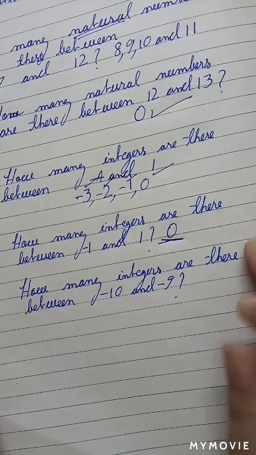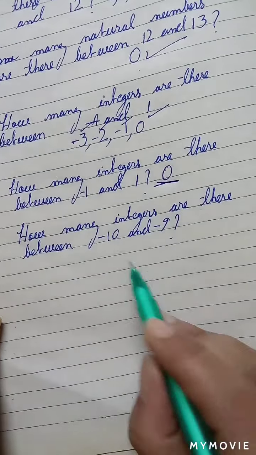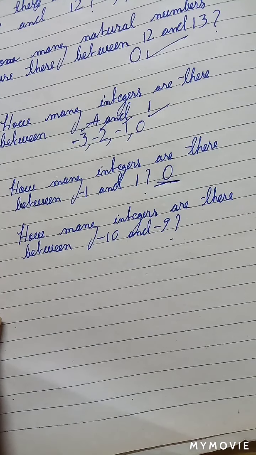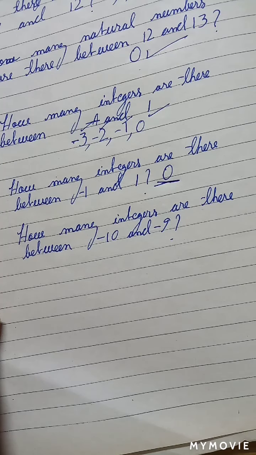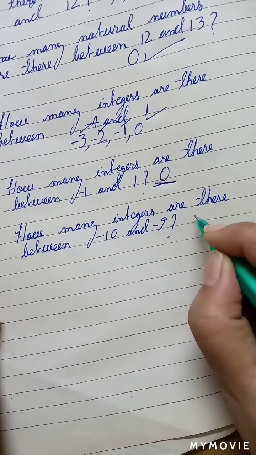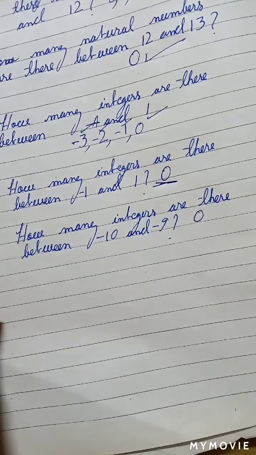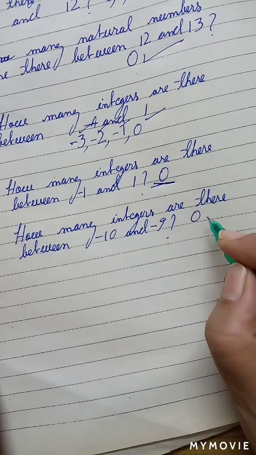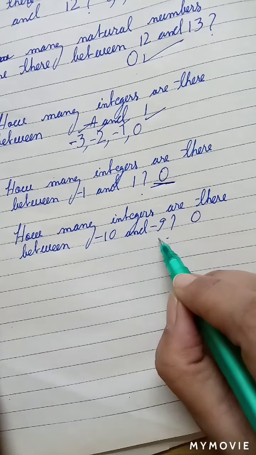How many integers are there between minus 10 and minus 9? Between minus 10 and minus 9, there are no integers. So the number of integers, the count of integers, is 0.